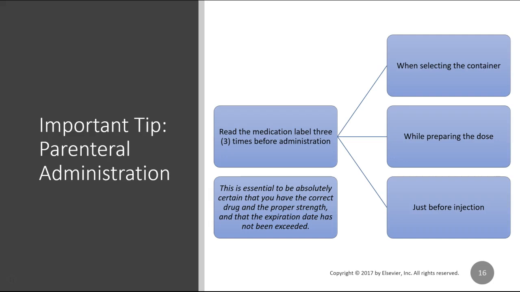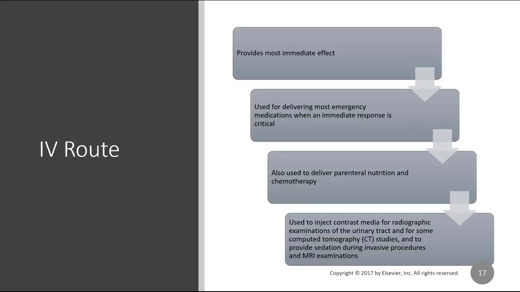Okay, important tip. Read the medication label 3 times before administration. So when you're pulling it out of a locked cabinet, because all of our contrasts are considered medications, so they're locked up. So when you're selecting it from the container, while preparing the dose, and just before injection. So it's absolutely essential that you have the correct drug at the proper strength and that it has not expired, okay? Really, really important you look at it 3 times.